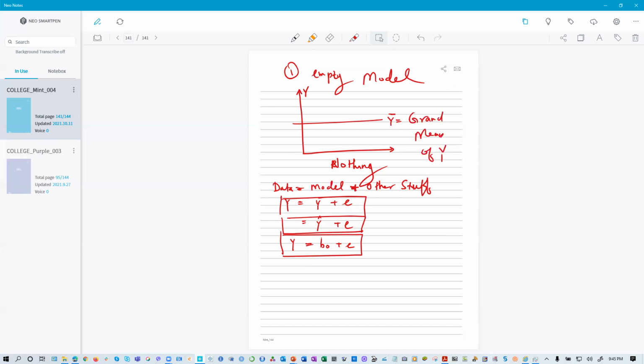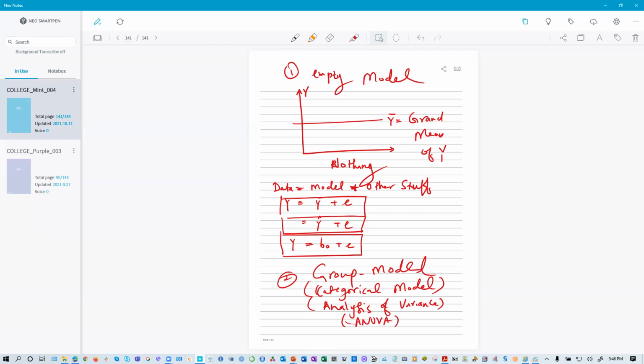Then later on we did number 2, the group model. Actually, we did the group model earlier than the regression model. Sometimes we call it the categorical model. That's the one I'm trying to do right now. But in this class we were doing regression first and then coming back to categorical again. The categorical model, we can also call analysis of variance, or give it the acronym ANOVA.